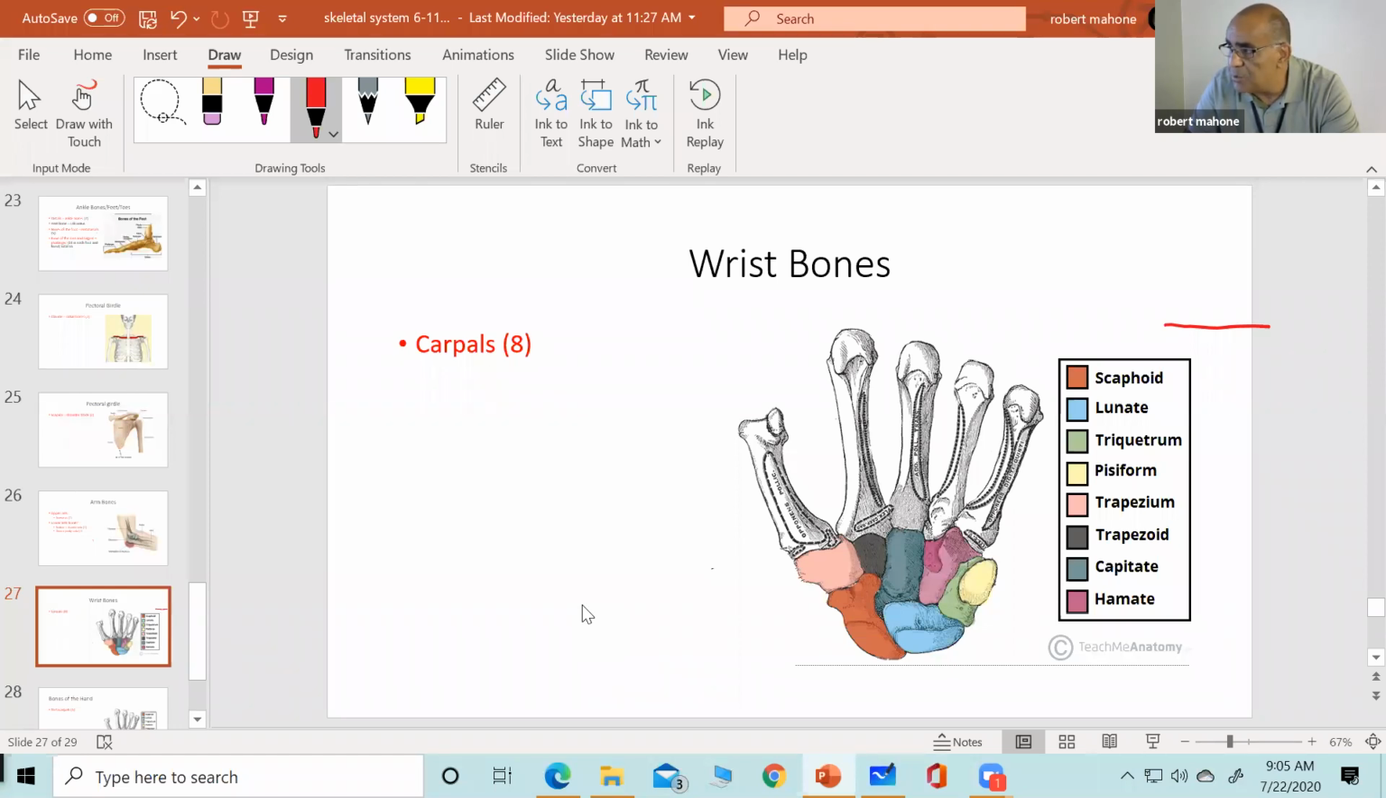All right, so those are the bones of the wrist, the carpals. Now, these bones have to actually be held in place as well with a ligament that goes across there called the carpal ligament.